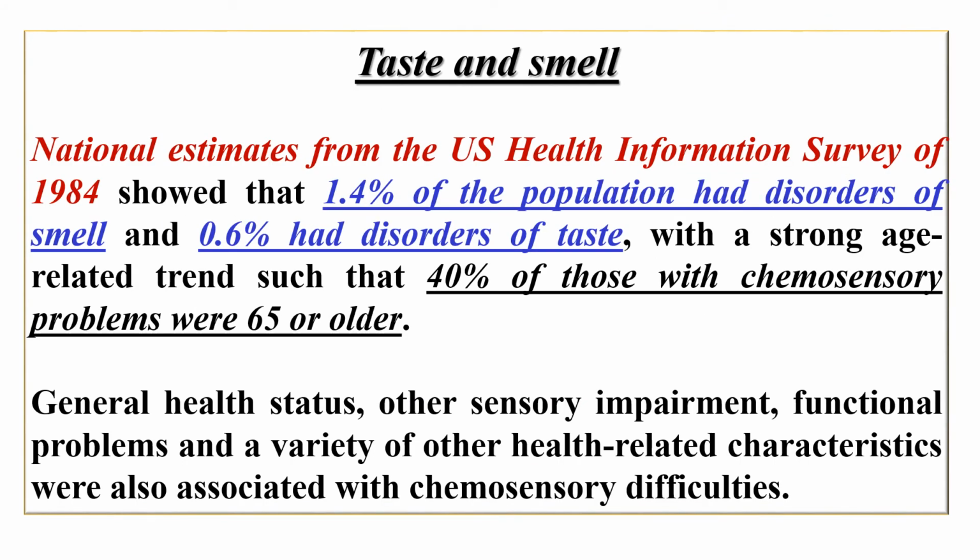1.4% of the population had disorders of smell and 0.6% had disorders of taste, with a strong age-related trend, such that 40% of those with chemosensory problems were 65 or older. General health status, other sensory impairments, functional problems, and a variety of other health-related characteristics were also associated with chemosensory difficulties.